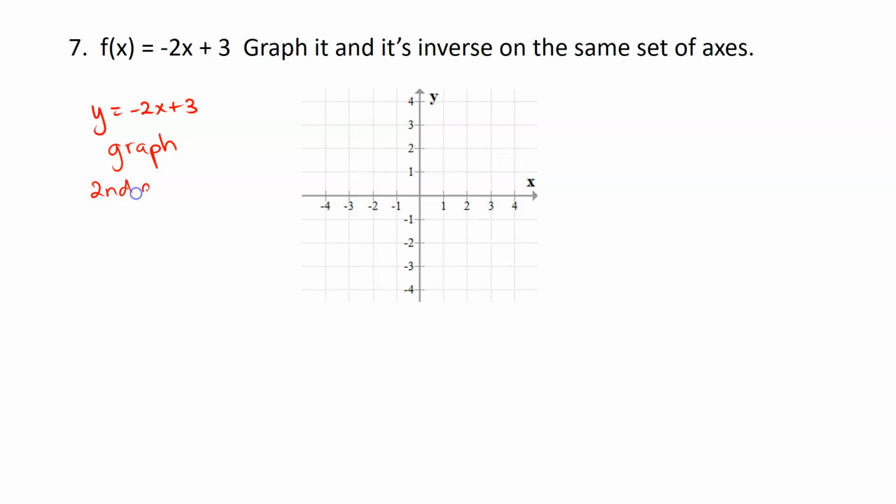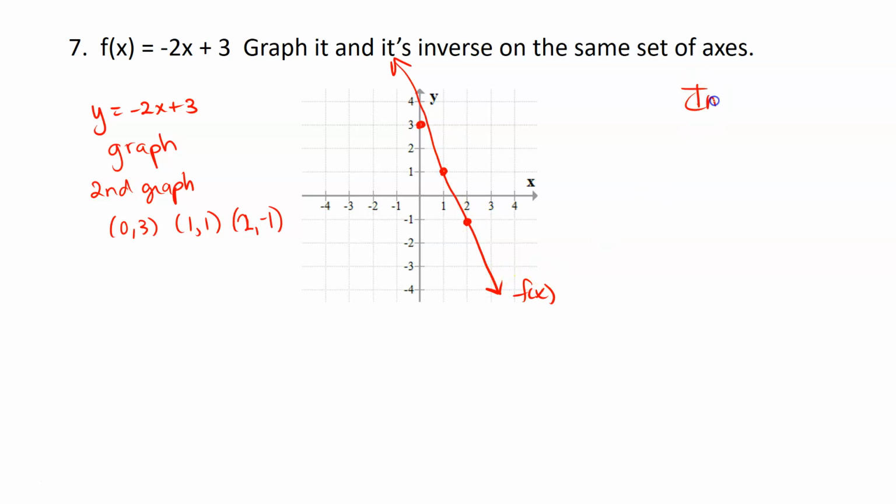Then hit second graph and get 3 points. I chose (0, 3), (1, 1), and (2, -1). Plot those points. And then that is the line for f of x.